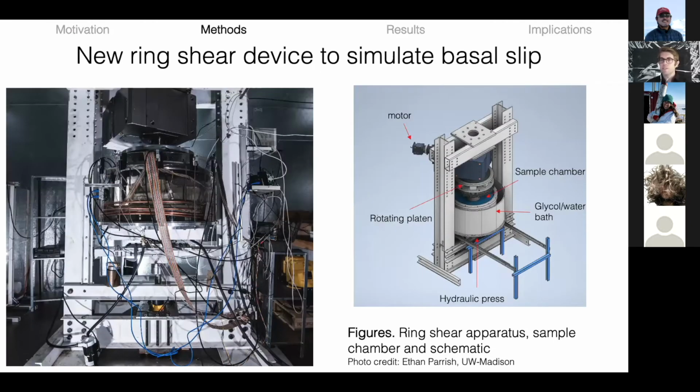To address this, we're going to utilize a new ring shear device that's designed to simulate glacier sliding in the laboratory. Essentially how this works is it presses a donut of temperate ice into a bed made of subglacial till under a normal load. The temperature is controlled by a glycol water bath, and then it rotates at realistic velocities. We monitor the deformation in the till through cameras mounted against clear acrylic walls, and shear stress and pore water pressure are monitored continuously throughout the experiment.